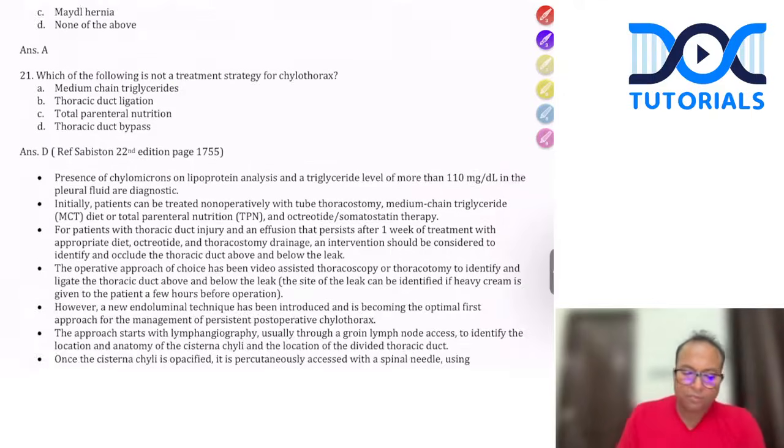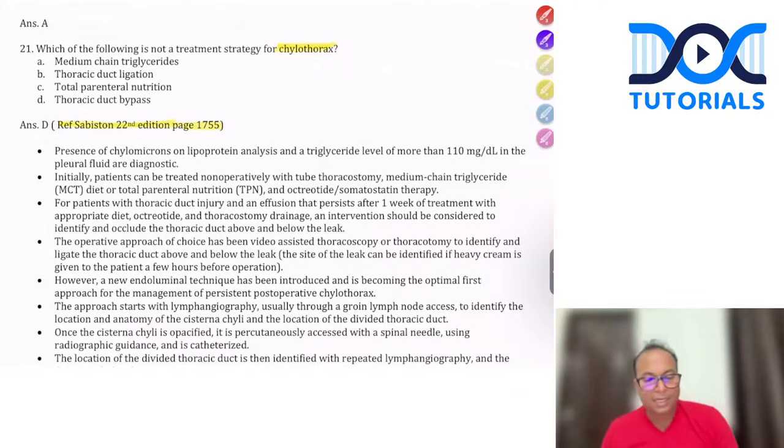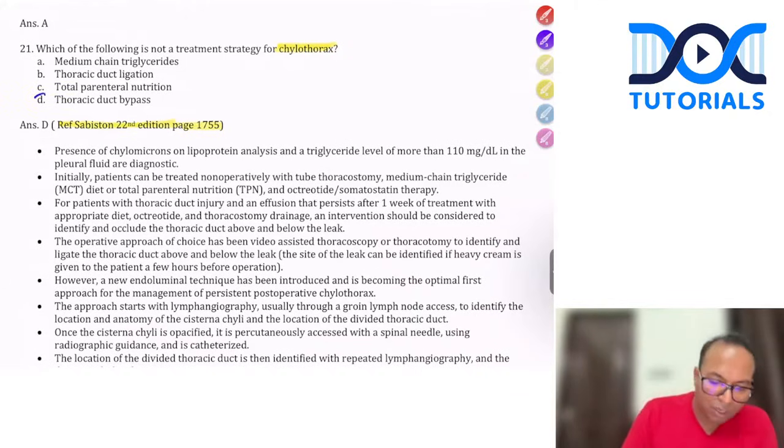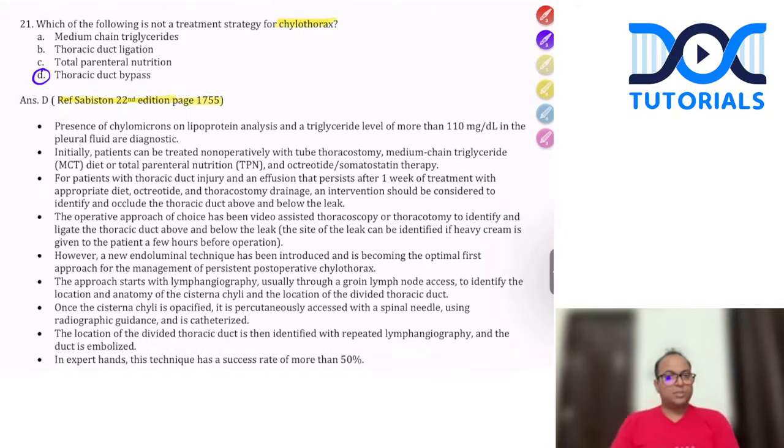Which of the following is not a treatment strategy for chylothorax? A paragraph question directly from Sabiston, page number 1755. If you have a doubt, you can go to that page. Everything is directly taken from here. Which is not a treatment strategy? There is no such treatment called bypass. There is no such treatment.